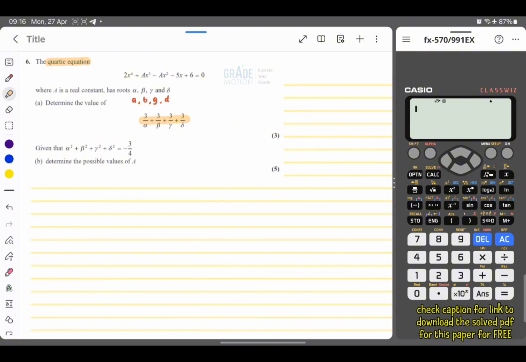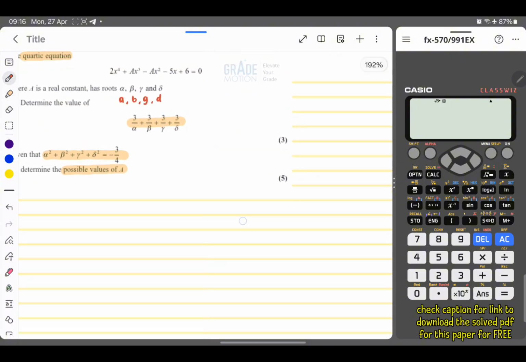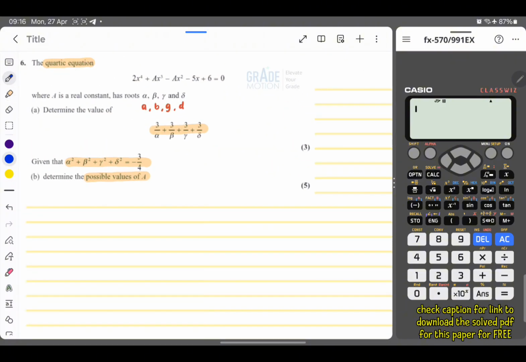Next, for part B, given that alpha squared plus beta squared plus gamma squared plus delta squared equals negative 3 over 4, determine the possible values of a. Before we begin with our question, what I would like to focus on is to extract as much information as I can from our quartic equation.